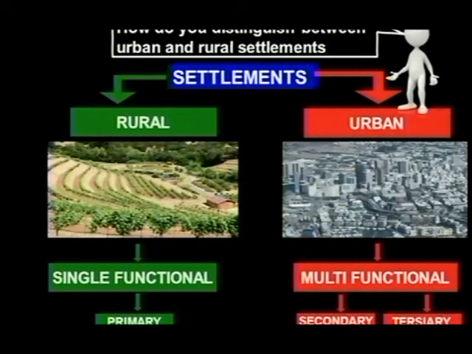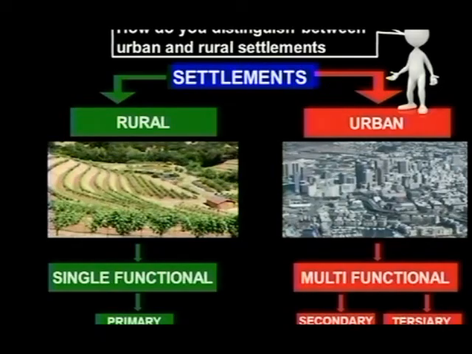Now, okay, just have a look at this slide and let's compare the two with each other. You'll see this one is single functional, in other words, one function, and that one function would be primary activities. This is your rural settlement. Now, I have to compare that with your urban settlement. Multifunctional, in other words, more than one function, and there we usually get our secondary activities and our tertiary activities.